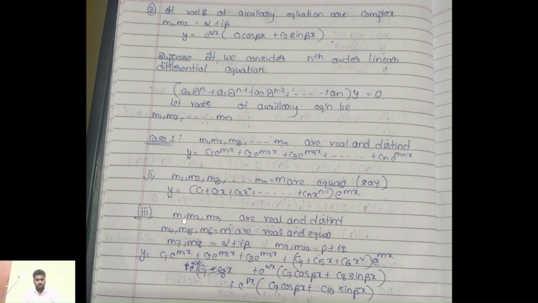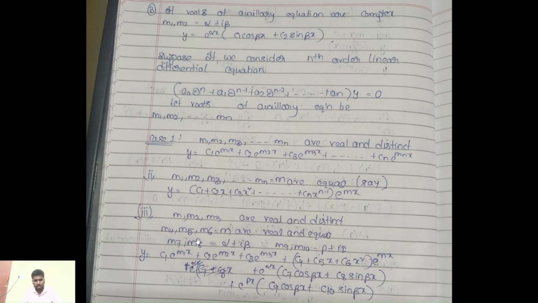c1 e power m1x plus c2 e power m2x plus c3 e power m3x. Next, m4, m5, m6 are equal roots. I consider them as m. So we can write (c4 plus c5x plus c6 x square) e power mx.